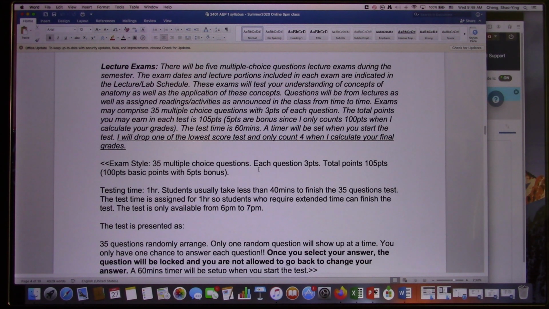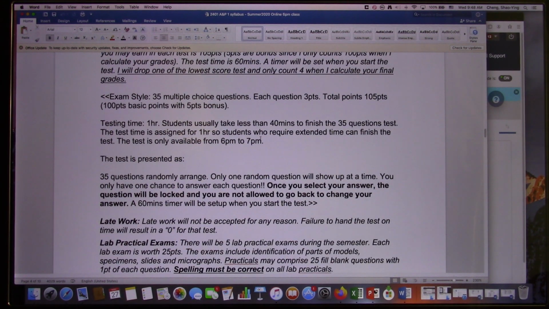All the class takes the exam synchronously at the same time. I give you 60 minutes, so students who require extended time feel comfortable finishing the test. And the test time is synchronized, so your class is supposed to run from 6 to 7:20. So I put the exam time from 6 p.m. to 7 p.m. Usually students finish it a little bit earlier.